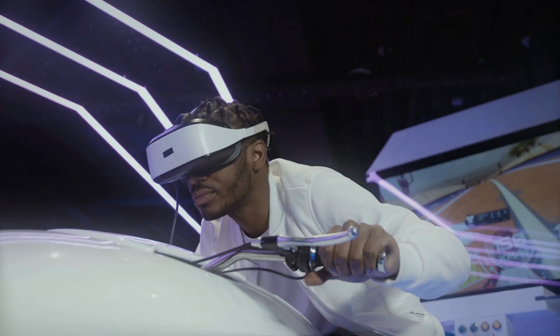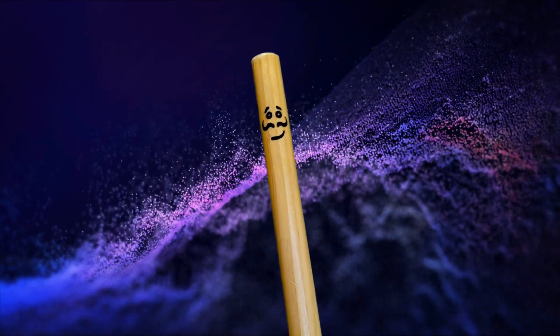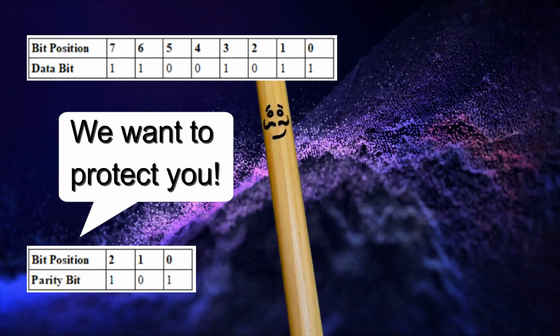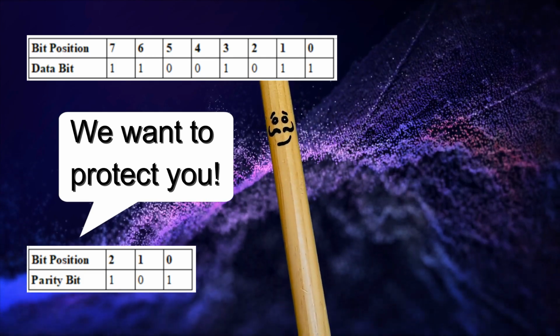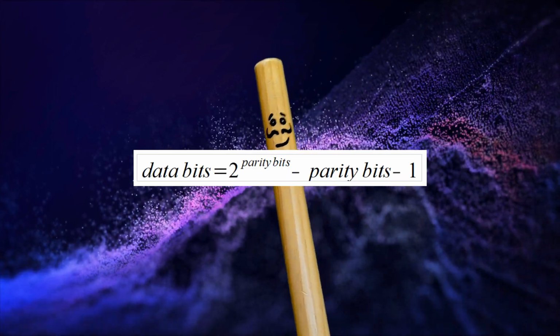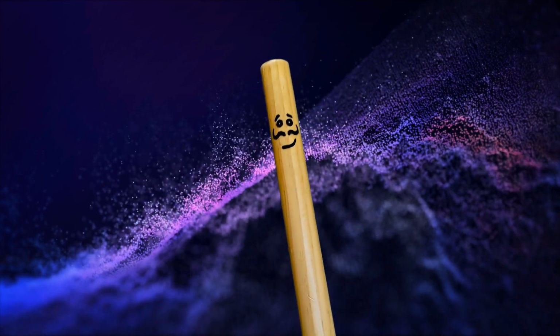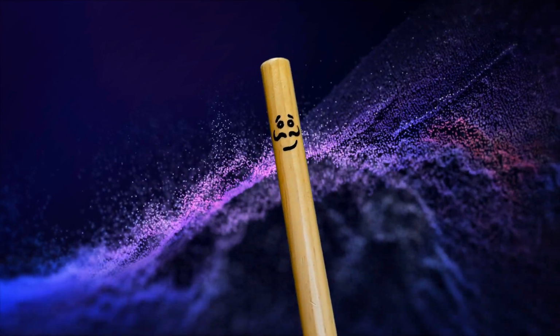But don't worry, there's a much easier way to visualize the method. What the Hamming code does is add a number of parity bits to the amount of data bits you want to protect. The number of data bits that can be used is 2 to the power of the number of parity bits minus the number of parity bits minus 1. So it gets more efficient the more data bits you use.